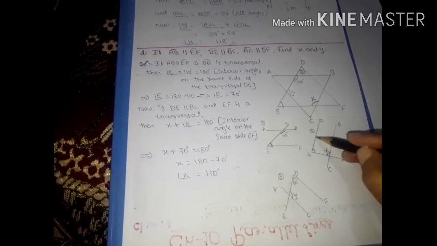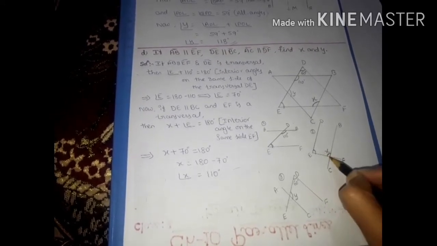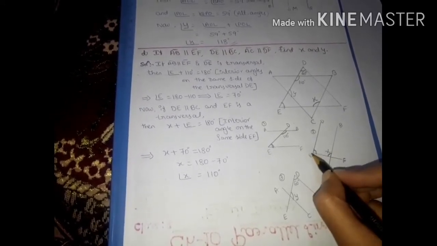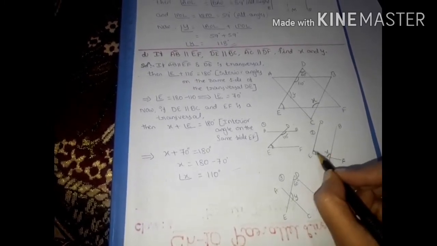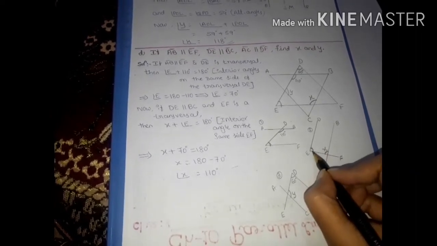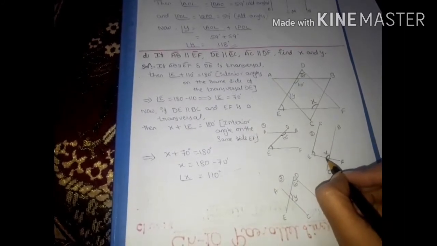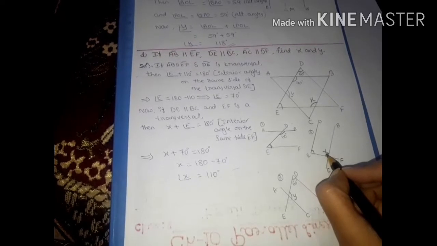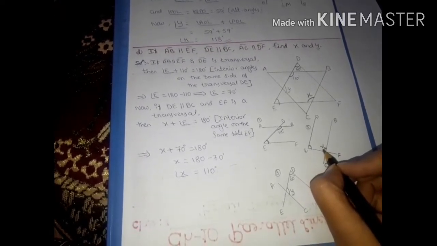When these two are parallel, angle E and angle X are on the same side of the transversal EF. These are supplementary angles. The sum of these two angles equals 180 degree. Already angle E we got 70 degree. Now we can find angle X. 180 degree minus 70 degree will give angle X. 180 minus 70 degree is equal to 110, that is the value of x.